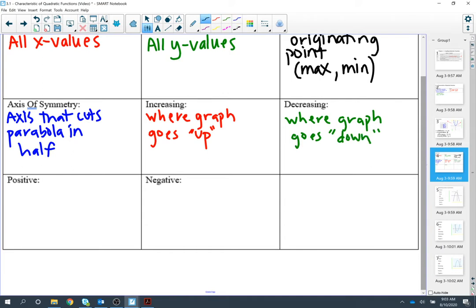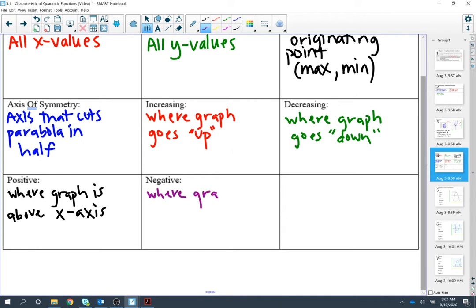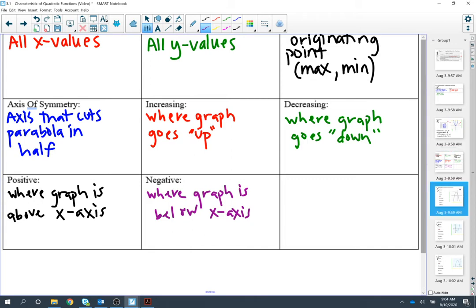Positive, where the graph is above the x-axis. And then last but not least is negative, which is where the graph is below the x-axis. Now again, as we go through these on the next example, if you don't like any of these definitions, that's fine. Just go back and change them. So let's go see what we've got here.